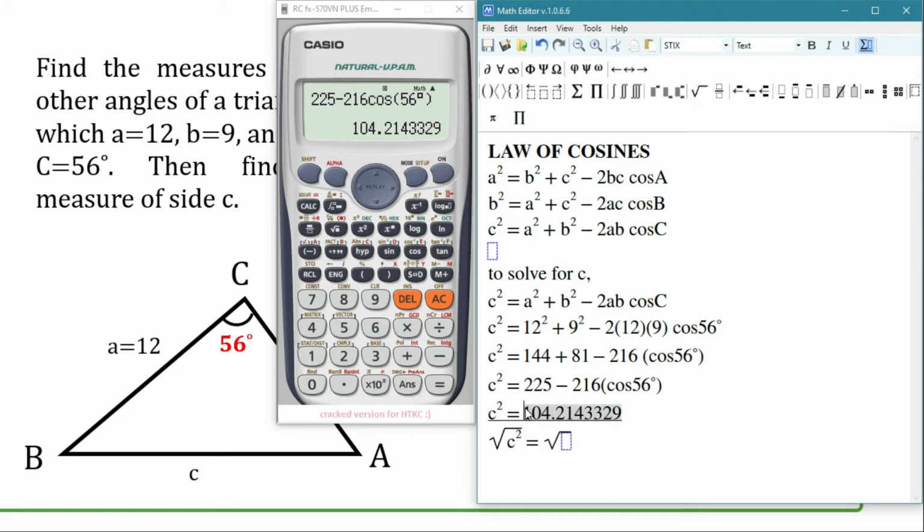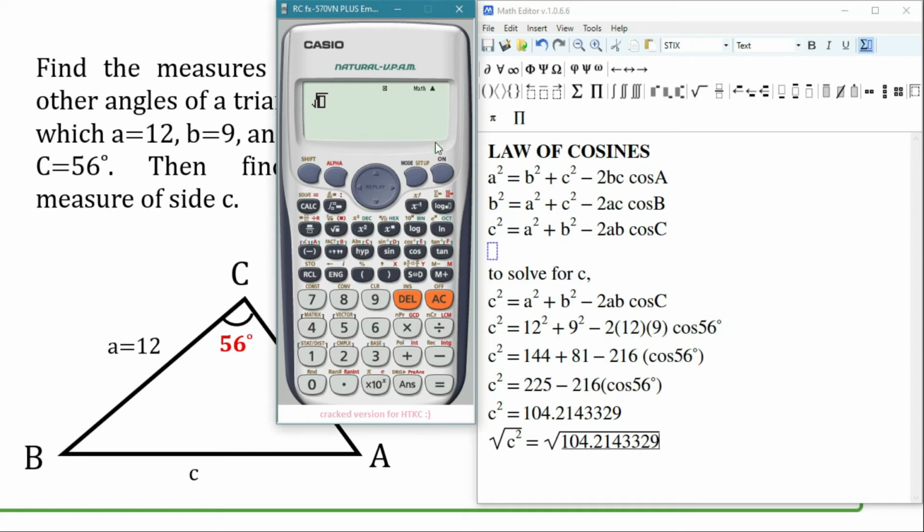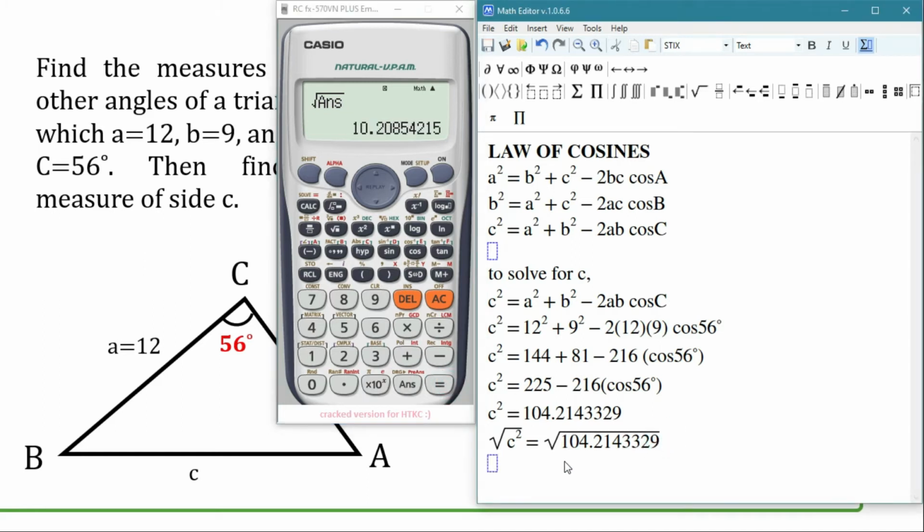Alright. And then extracting the root of this one, so mas madali sa calculator is just to press the radical sign. Wag nyo munang i-on para hindi siya ma-reset. So square root of the answer kanina. Okay, so that is equivalent to 10.21 rounded off to the nearest hundredths. Okay, so meaning to say the value of C or the measure of side C is equivalent to 10.21 units.